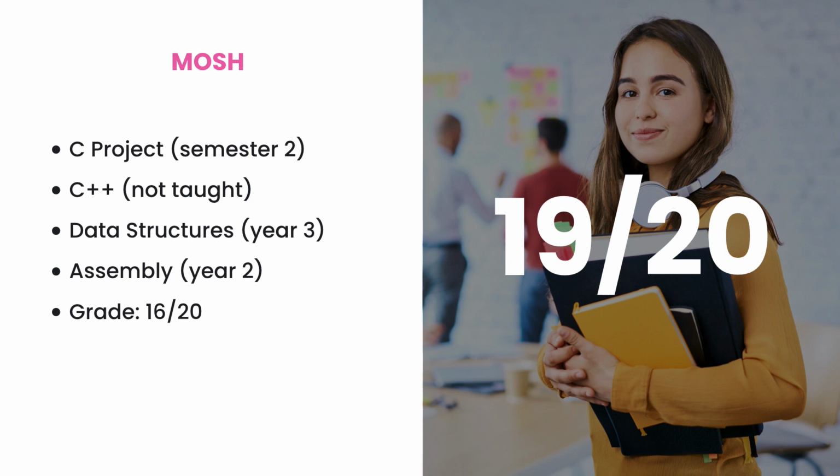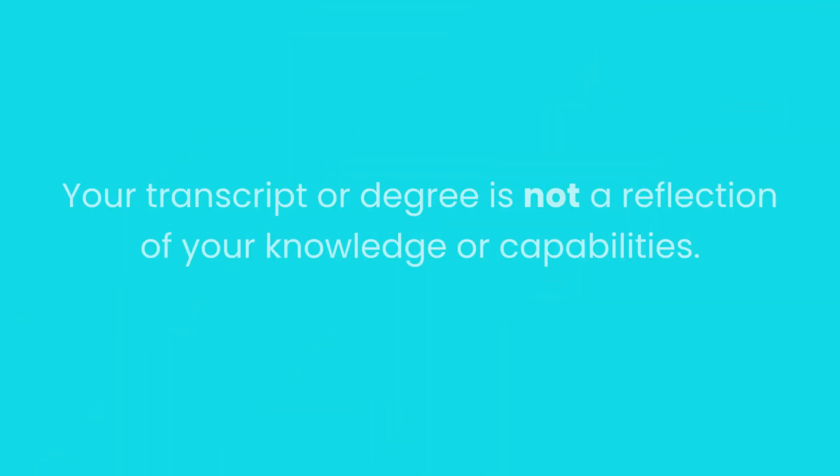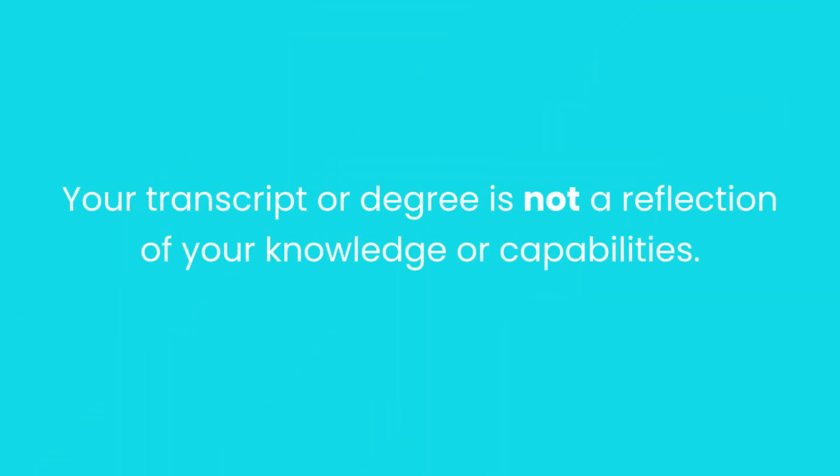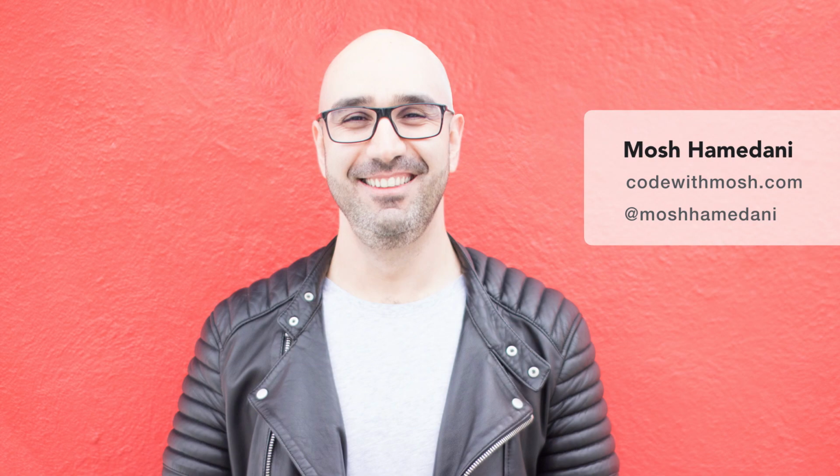Now here's the interesting part. The girl who couldn't do her Pascal project herself got 19 in C programming, and I got 16. That's how universities are. That's how they waste your time and money. And your transcript or degree is never a reflection of your knowledge and capabilities. I know we got distracted from the course materials, but I thought it would give us a short break in the course. Thank you for listening to my story.